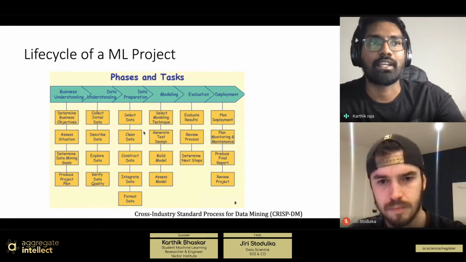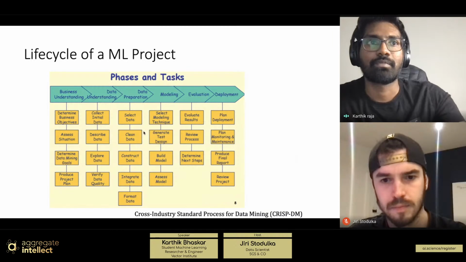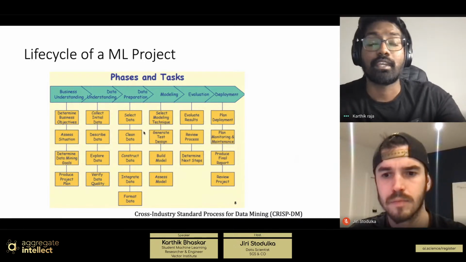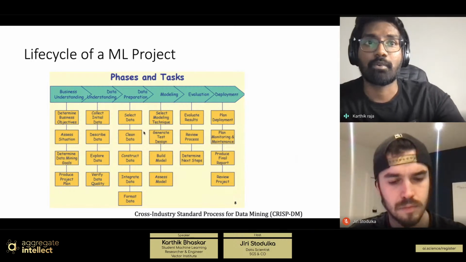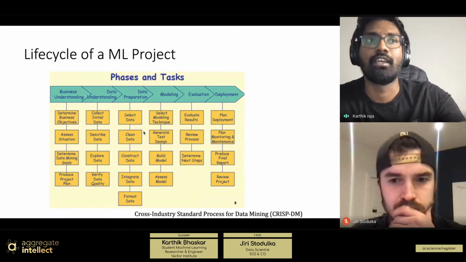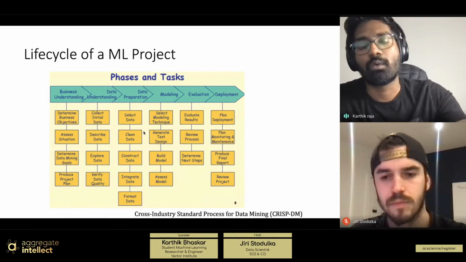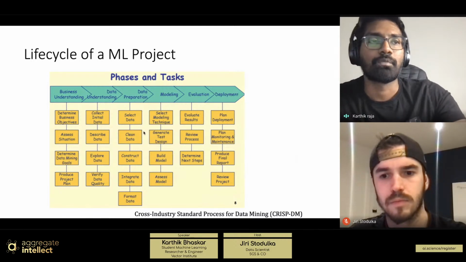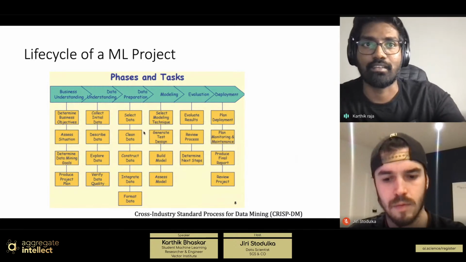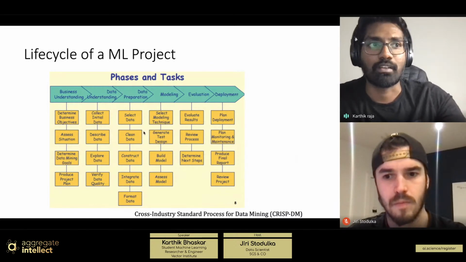Then we need to understand what the data is like. There are several stages: data collection, exploring the data, and verifying the quality of the data. Then we need to prepare the data for our project. Data cleaning is the major part of every project, and data scientists spend almost 70% of their time on data cleaning, formatting data, and deciding which data we want to use. Then only will we jump into modeling: selecting which algorithm we want to implement, generating test designs, building models, and assessing models.